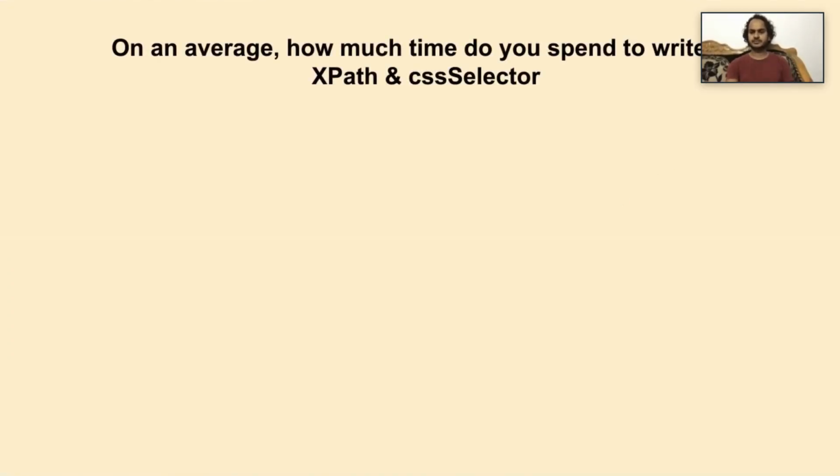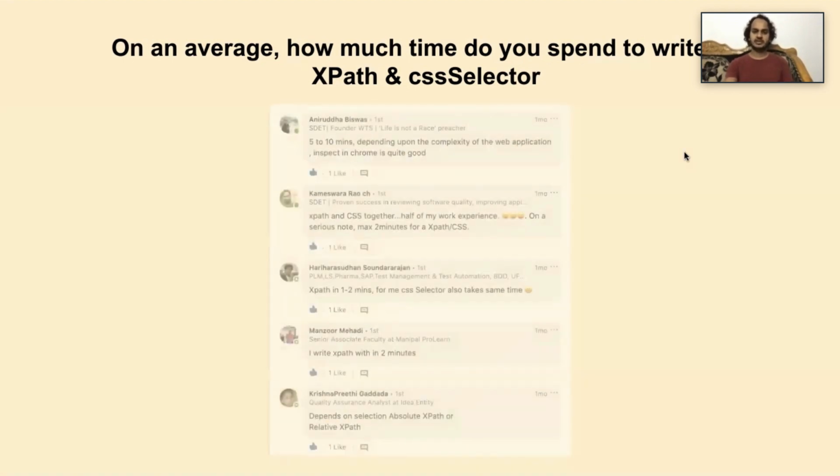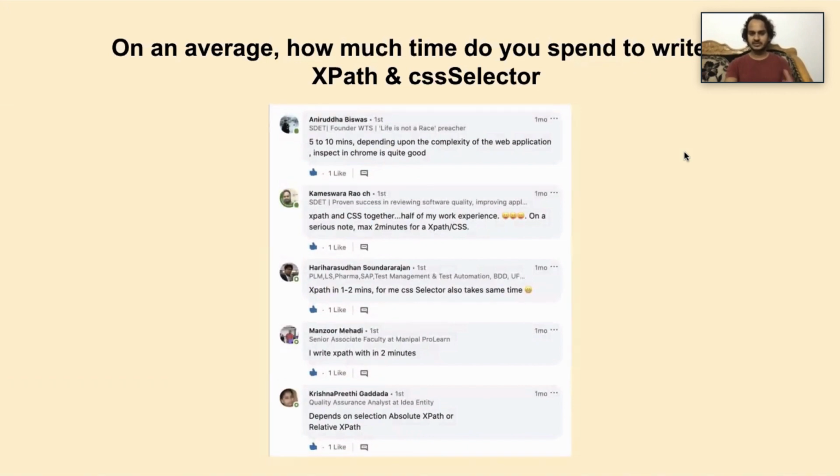On an average, how much time do we spend writing XPath and selectors? We did a lot of surveys; some say 5-10 minutes, some say a max of 2 minutes. It is a big amount of time for one selector. If you are writing 50 selectors in a day, that means you are wasting 50 or even 100 minutes. Can we have something which can bring it from 1-2 minutes down to just 2-3 seconds? Yes, that is possible now.